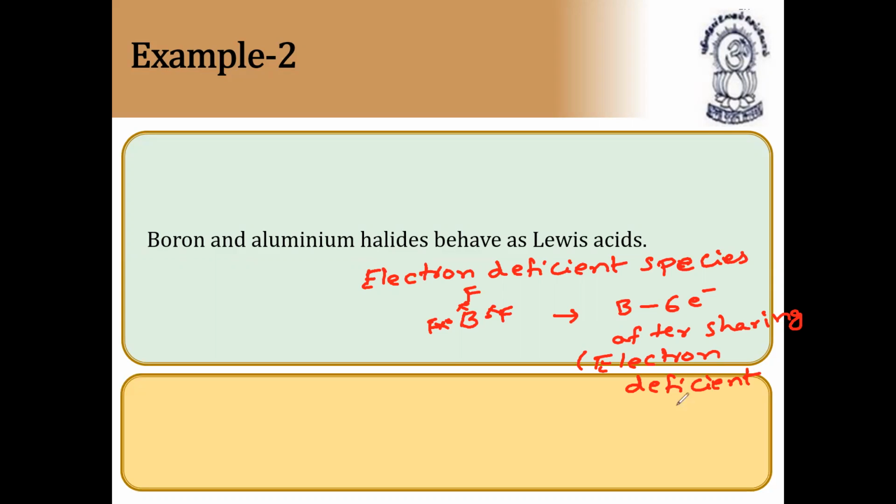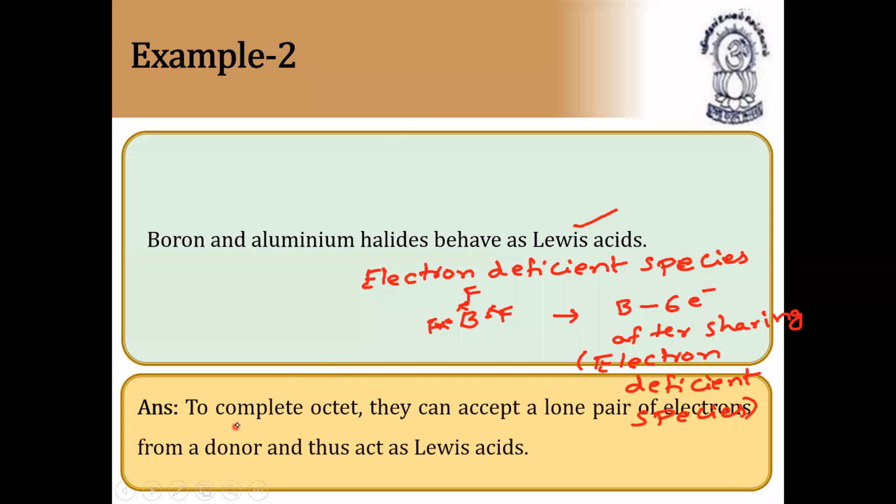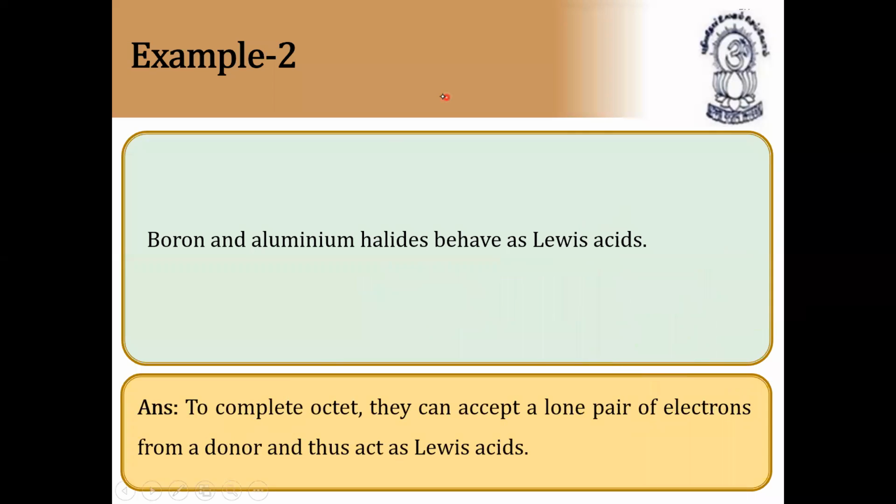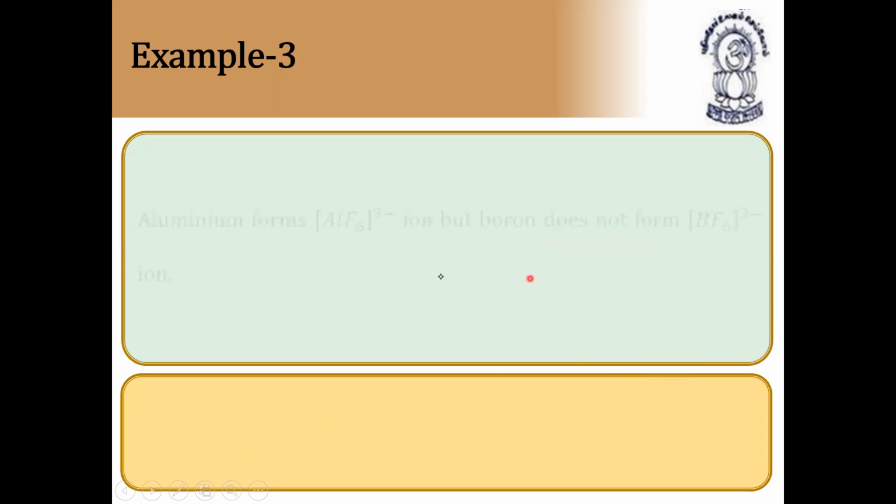Please make a note. As electron deficient species are ready to accept electrons, they are called Lewis acids. What are Lewis acids? The substances which can accept electrons readily are called Lewis acids. So to complete the octet, they can accept a lone pair of electrons from a donor and thus act as Lewis acids. In simple words, this is clear. Next question.